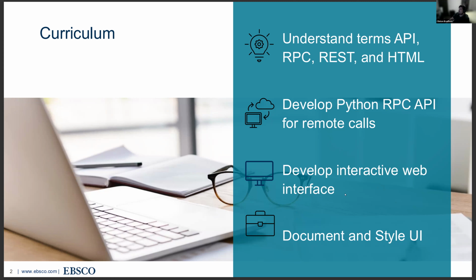So we're going to start by just trying to understand all of these acronyms. We threw out a lot of acronyms just in the title of this: API, RPC, REST, HTML. Then we're going to move on to a live example of setting up a Flask RPC API, just showing how we can run local Python, and then develop an HTML interface on top of that. And then if we have time, move on to the other content.